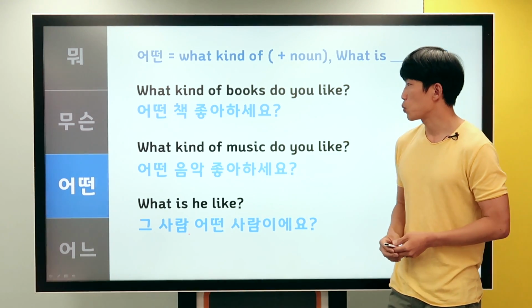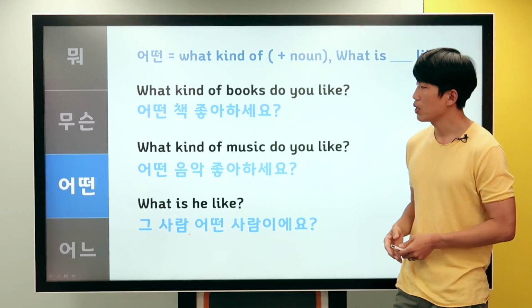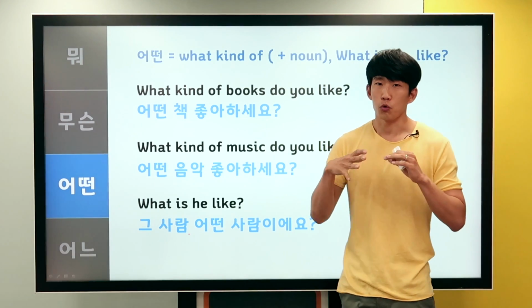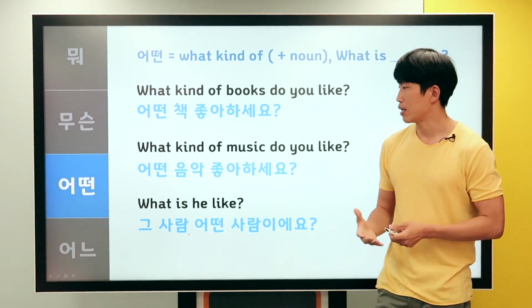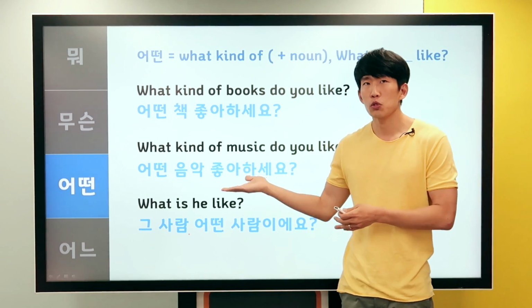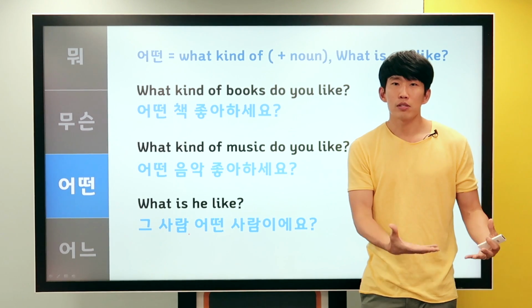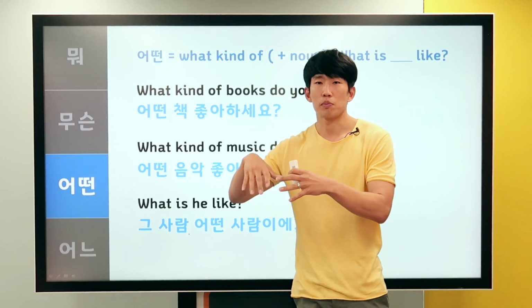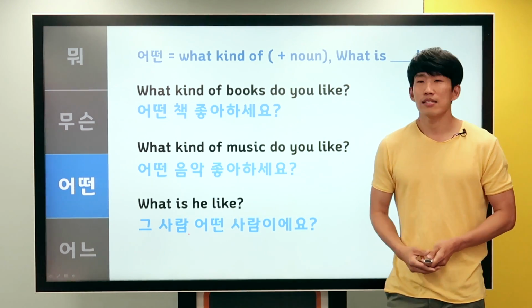And 어떤 음악 좋아하세요? What kind of music do you like? It sounds like you want the other person to describe the kind of music that they like. Whereas 무슨 음악 좋아하세요? For that, the answer can be descriptions of music they like, but it can also just be a genre name, right?